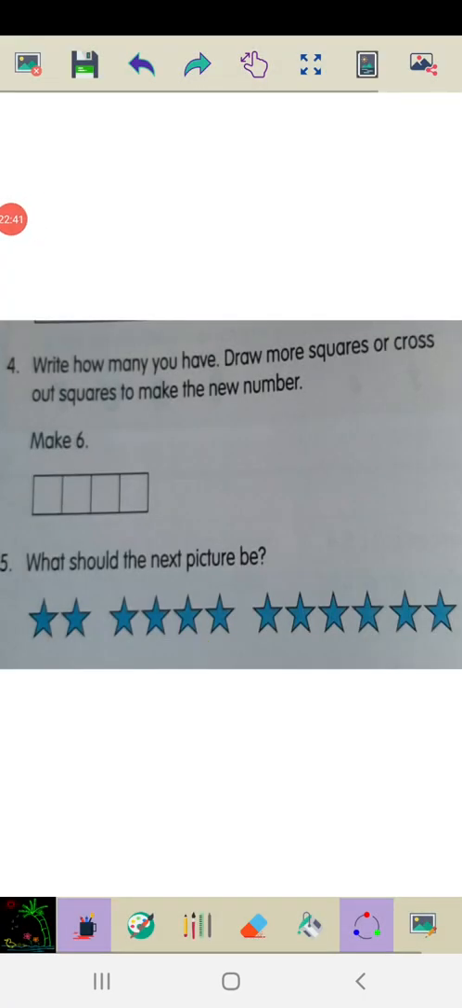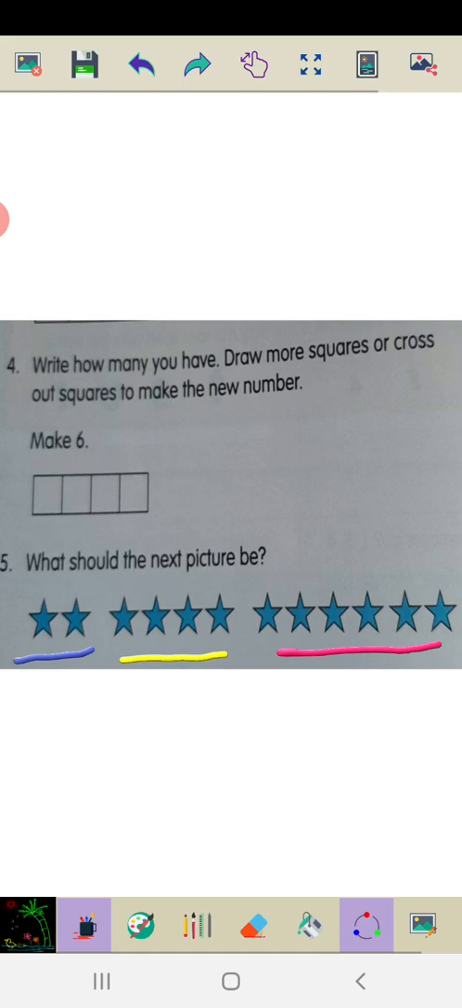So in this sequence, how many stars should be there in the next group? This is the first group. This is the second group. This is the third group. If I am drawing the stars in the fourth group, one more group, how many stars should be there? Can you think and tell me?